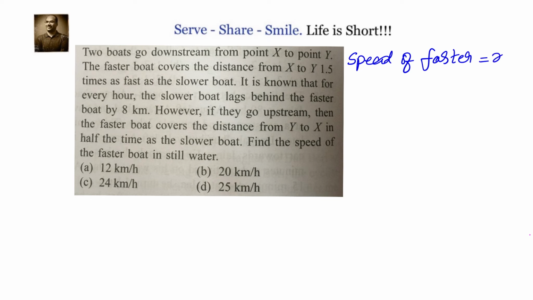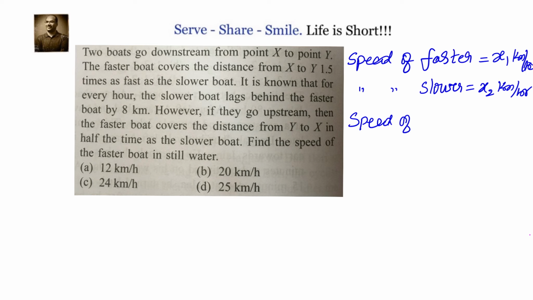We have the speed of the faster boat. Let us say that is x1 kilometers per hour, in still water. Let us say the speed of the slower boat in still water is x2 kilometers per hour, and the speed of the stream is y kilometers per hour.